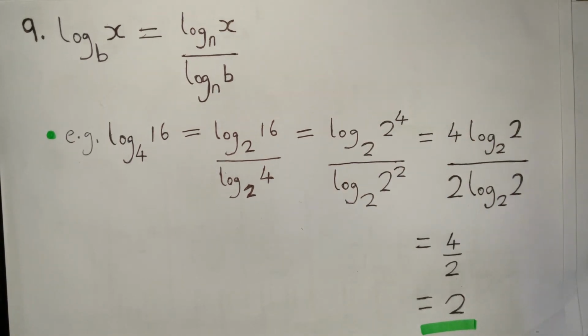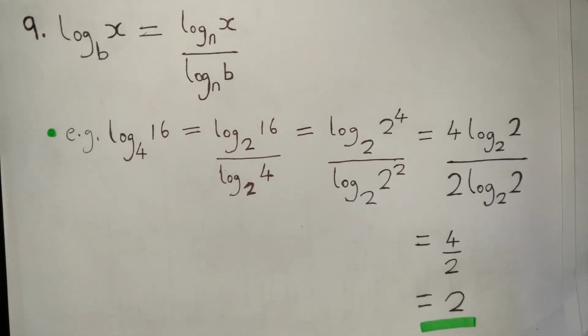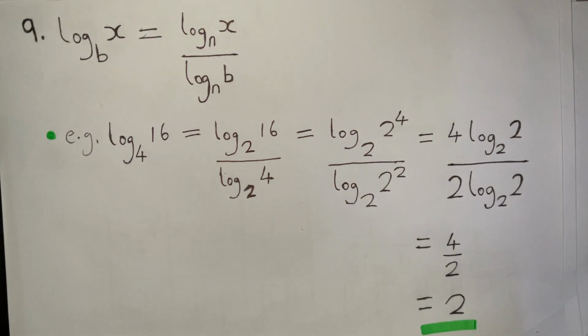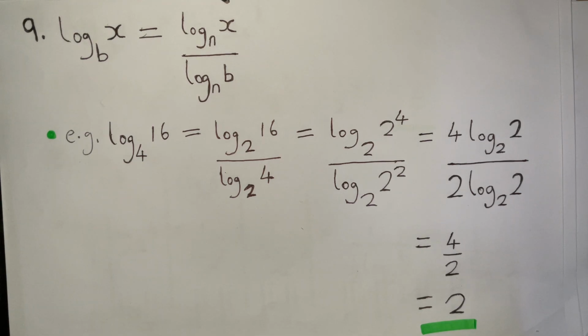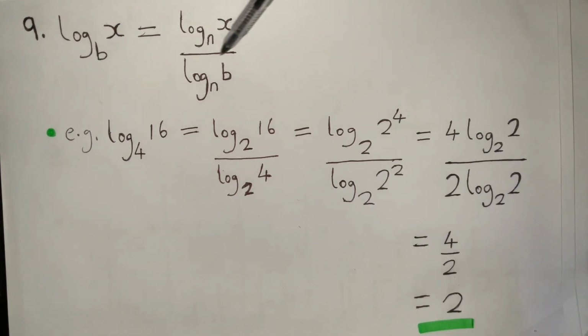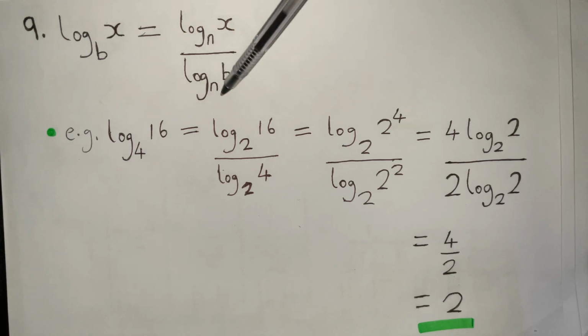Okay, law number 9, log of x to base b. Here, this one is called the logarithm change of base formula. Log of x to base b can be written as log of x to another base, in this case, I was using base n. So it can be written as log of x to base n, you can use another base which you want, divided by log of b to the same base n again.